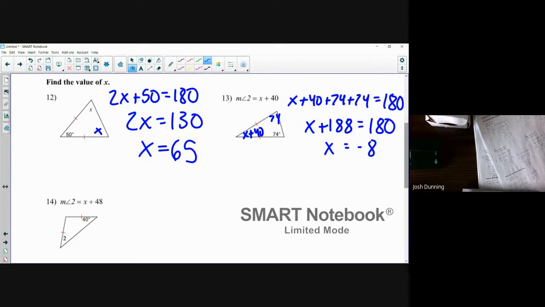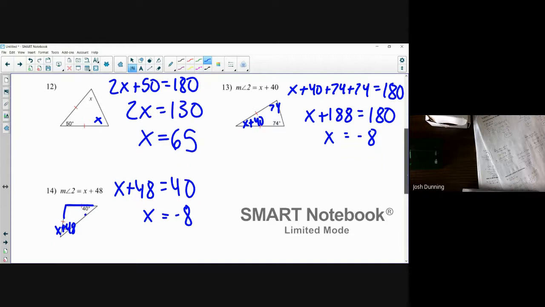And 14, measure of angle 2, so the 2 down here is x plus 48. Like we just said, the angles at the ends of your matching sides, those are equal. So 40 is equal to that x plus 48. Those are equal. Easy question. Subtract negative 8.